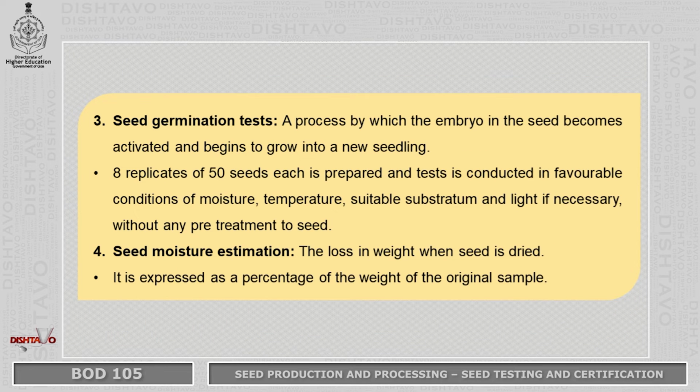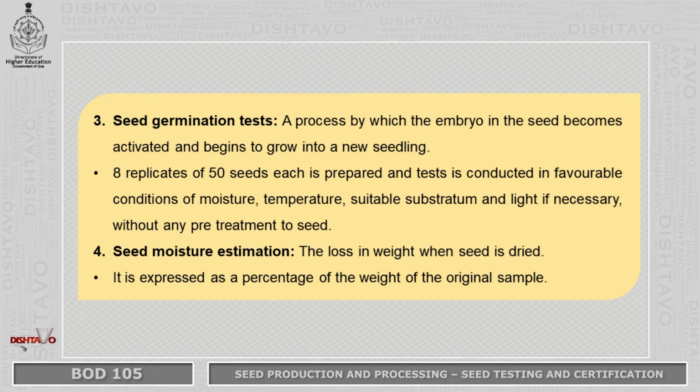Third one is the seed germination test. This is a process by which the embryo in the seed becomes activated and begins to grow into a new seedling. Here, 8 replicates of 50 seeds each are prepared and the test is conducted in favorable conditions of moisture, temperature, suitable substratum and light if necessary, without any pre-treatment to the seeds.